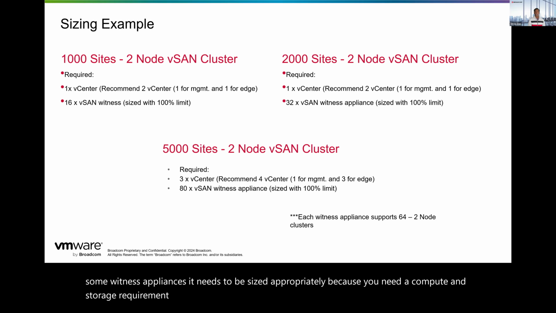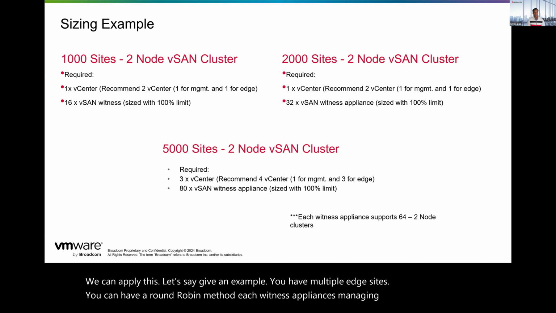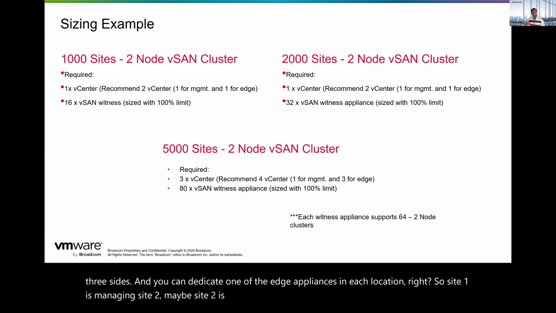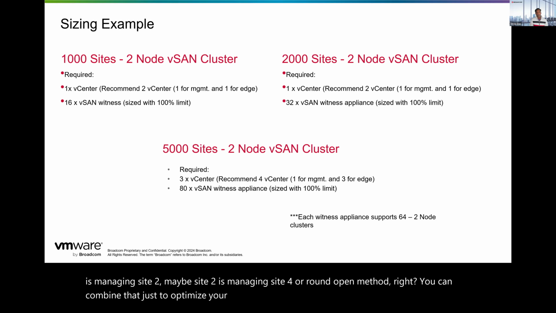And you can segregate those witness appliances. Let's say, to give an example, you have multiple edge sites. You can have a round robin method. Each witness appliance is managing maybe 2 sites or 3 sites, and you can dedicate one of the edge appliances in each location, right? So site 1 is managing site 2, maybe site 2 is managing site 4, or a round robin method, right? You can combine that just to optimize your compute resources and everything.